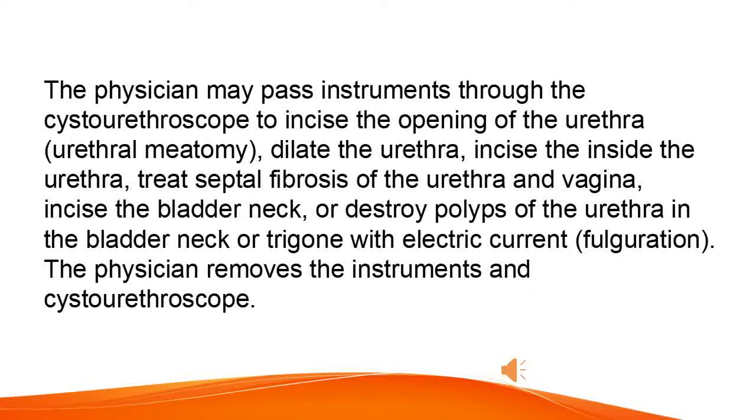The physician may pass instruments through the cystourethroscope to incise the opening of the urethra, urethral meatotomy, dilate the urethra, incise the inside of the urethra, treat septal fibrosis of the urethra and vagina, incise the bladder neck, or destroy polyps of the urethra, bladder neck or trigone with electric current, fulguration. The physician removes the instruments and cystourethroscope.